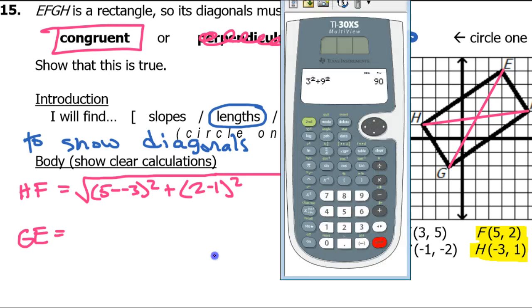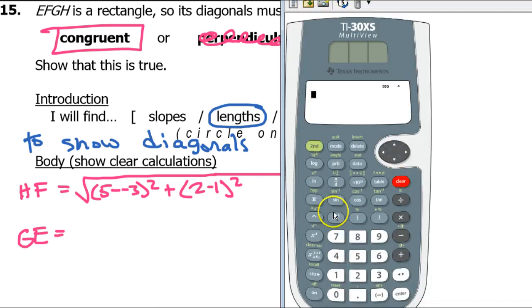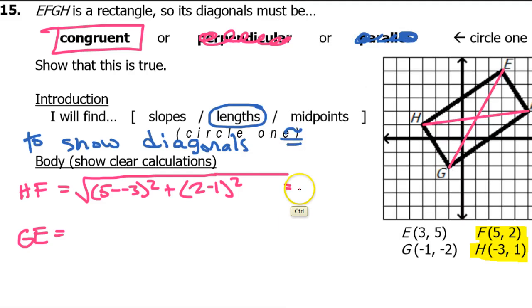So I could really use my calculator to help me out. So this is going to be 5 minus -3 squared plus 2 minus 1 squared. All right, and now I could have done that in my head, but I'm showing you that you can use a calculator if you need it. And that gives me 65. So that means I have the square root of 65.